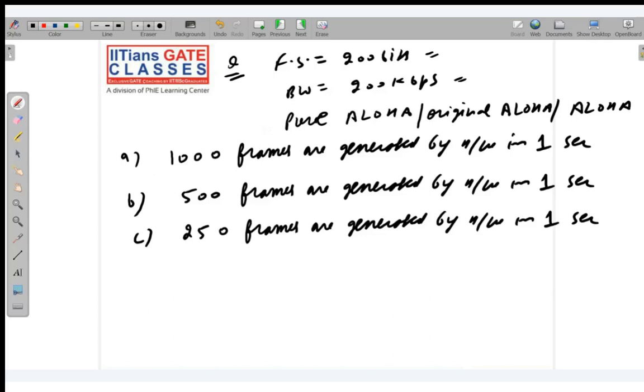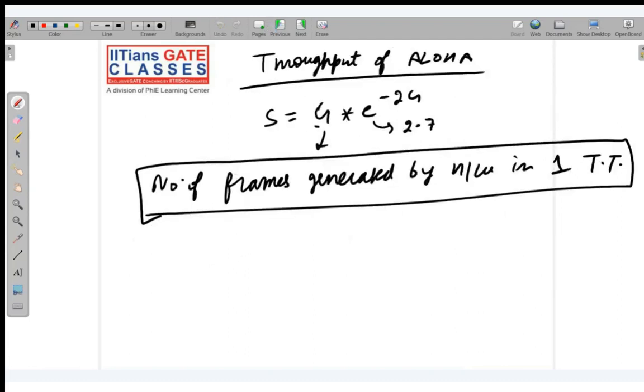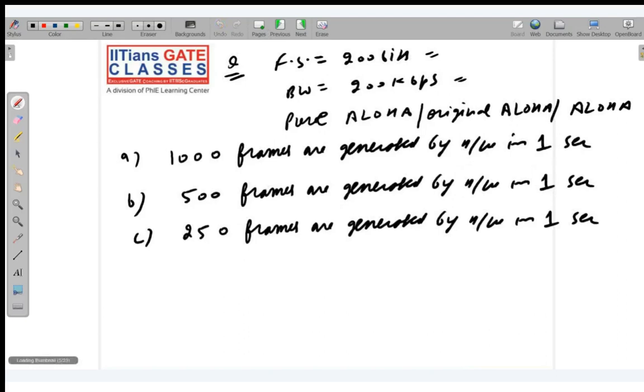And they are saying what is the throughput if 1000 frames are generated by network in 1 second, or 500, and so on. Okay, so now what is G here? What is the definition of G that I have given you? Number of frames generated by network in one transmission time. Now the question says 1000 frames are generated by network in 1 second. So it hardly matters. I am not concerned with 1 second. I am concerned with one transmission time. So let us find that first.